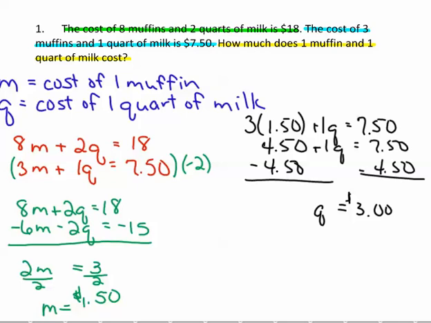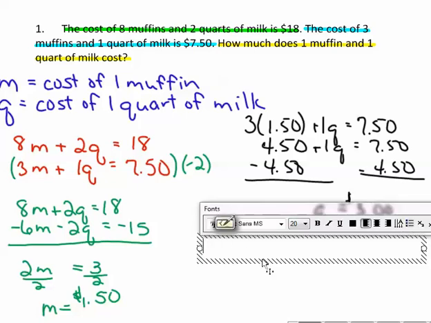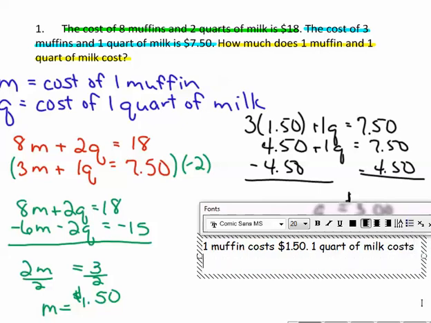So the last thing I need to do is to write my answer. And so I would have to tell my reader that one muffin, all caps here, costs $1.50, and 1 quart of milk costs $3.